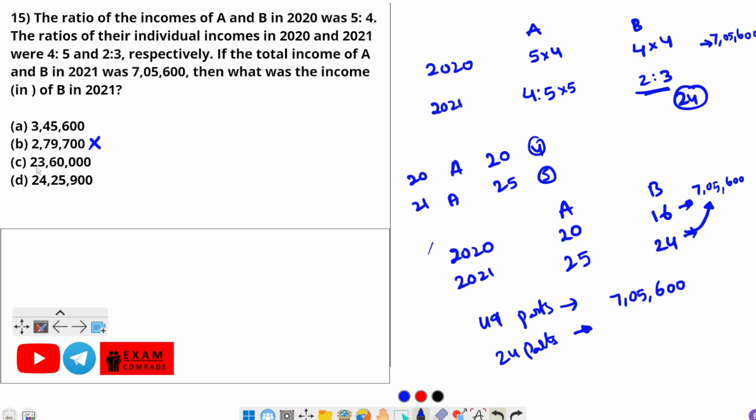6 plus 3, these are divisible. 2 is not divisible. 24, 25, 9: 9 is divisible. 5 plus 2 is 7, 7 plus 2 is 9. So this is also not divisible. So option A is correct.